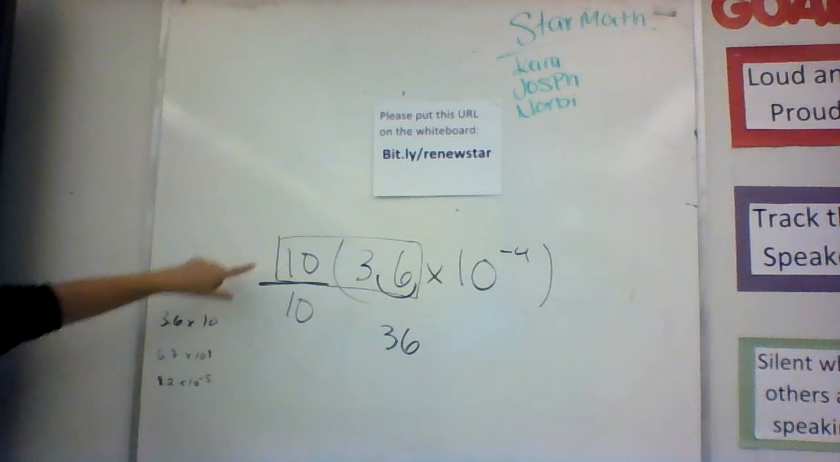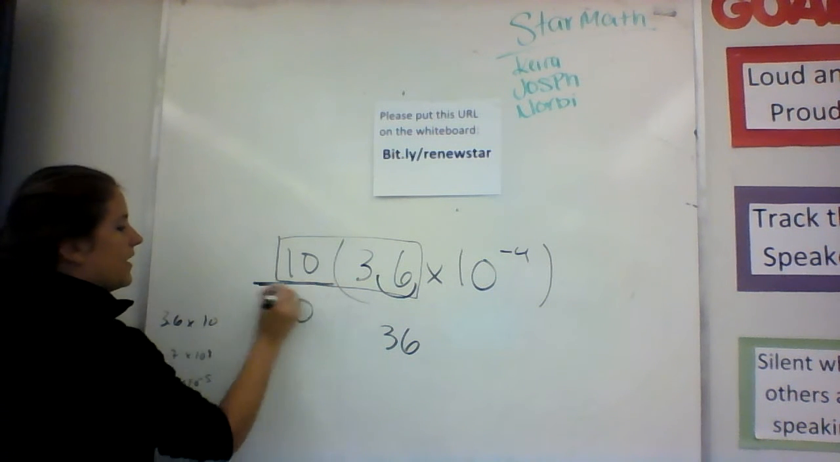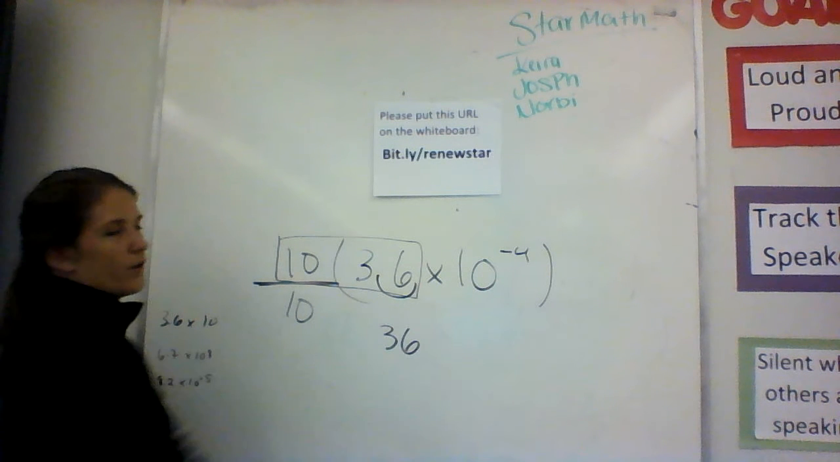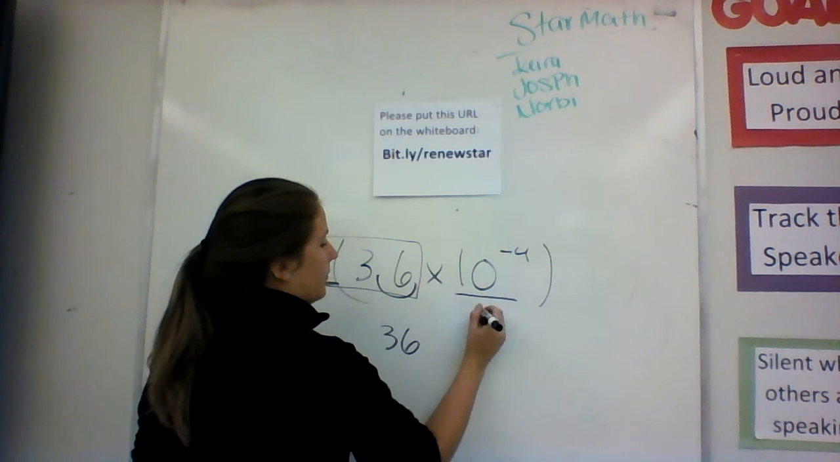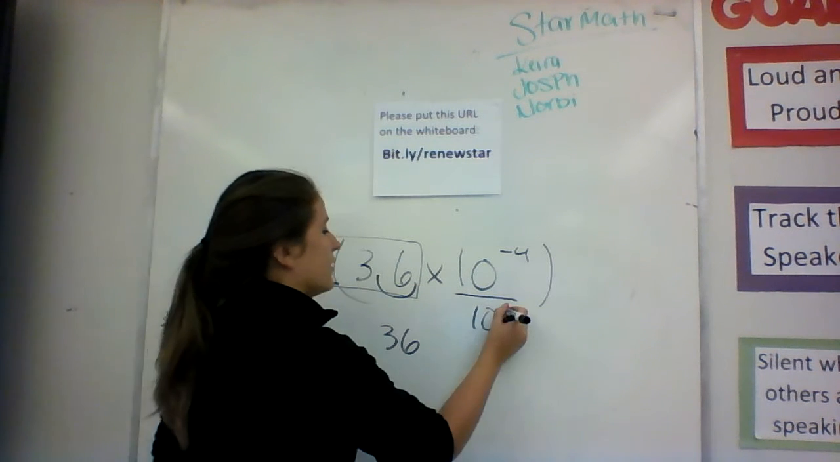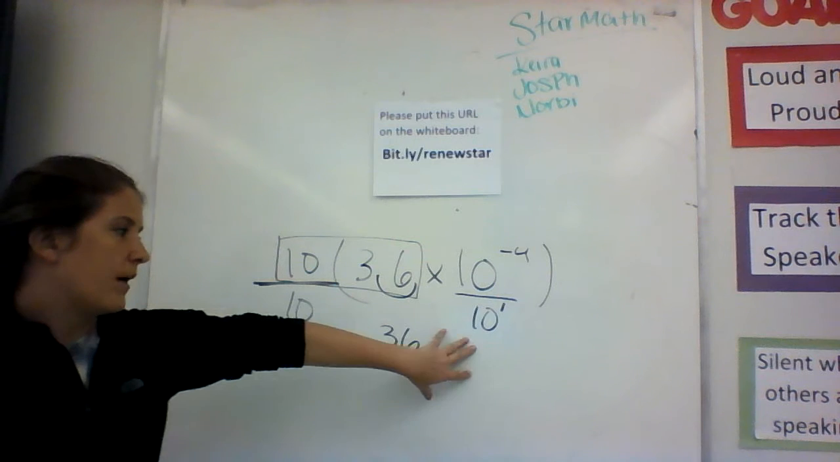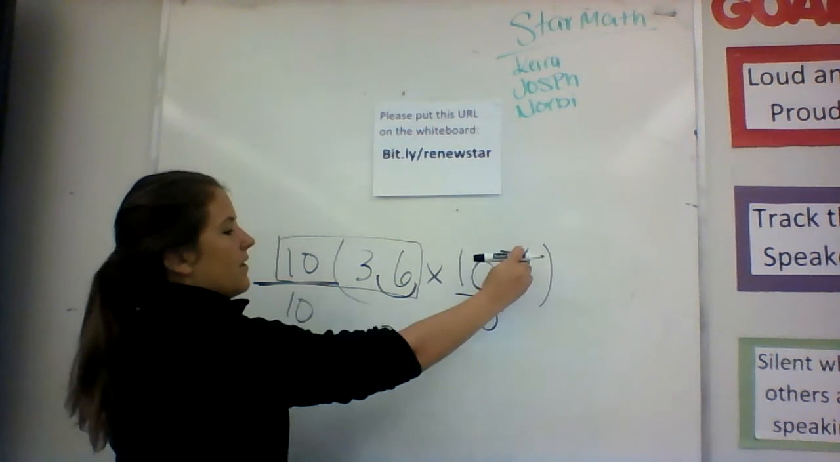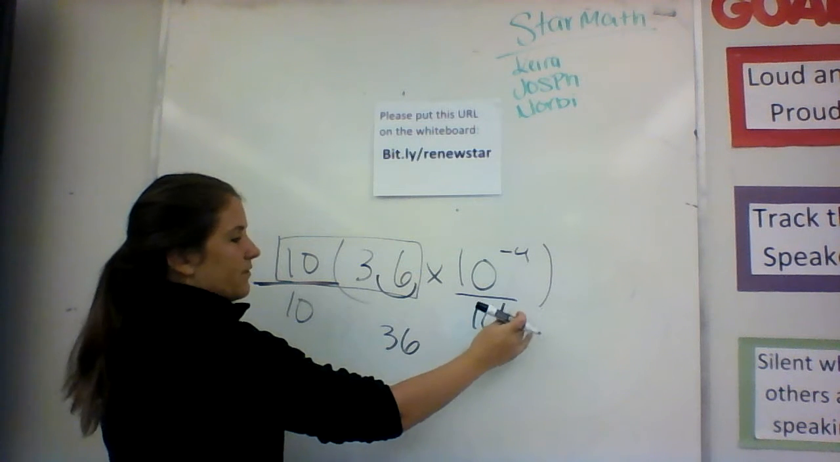I'm done with that. Now I want to divide by 10. I'm going to divide by 10 over here with my exponent. So I'll put this divided by 10. And it's 10 to the first power. Anyway, you can rewrite anything that's a whole number as to the first power. So 10 to the negative 4th divided by 10 to the first.